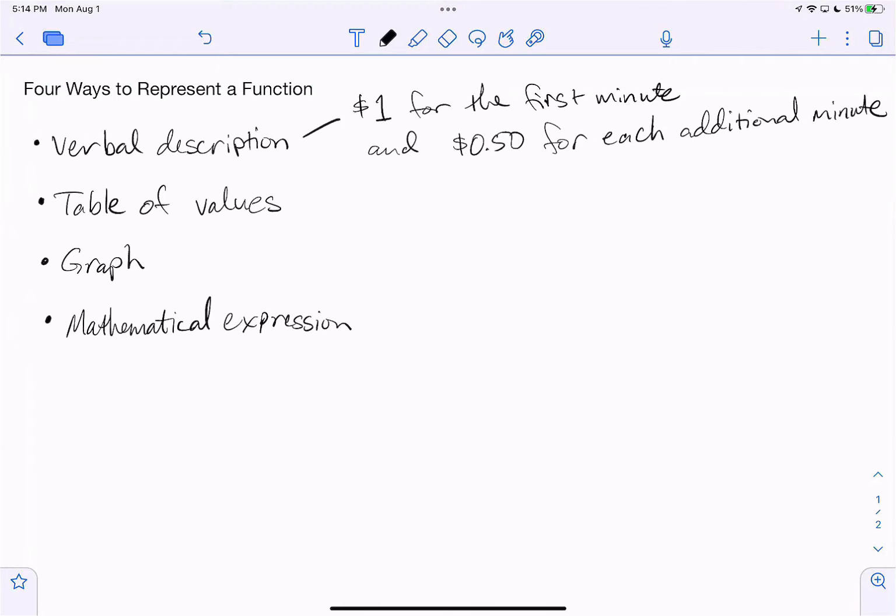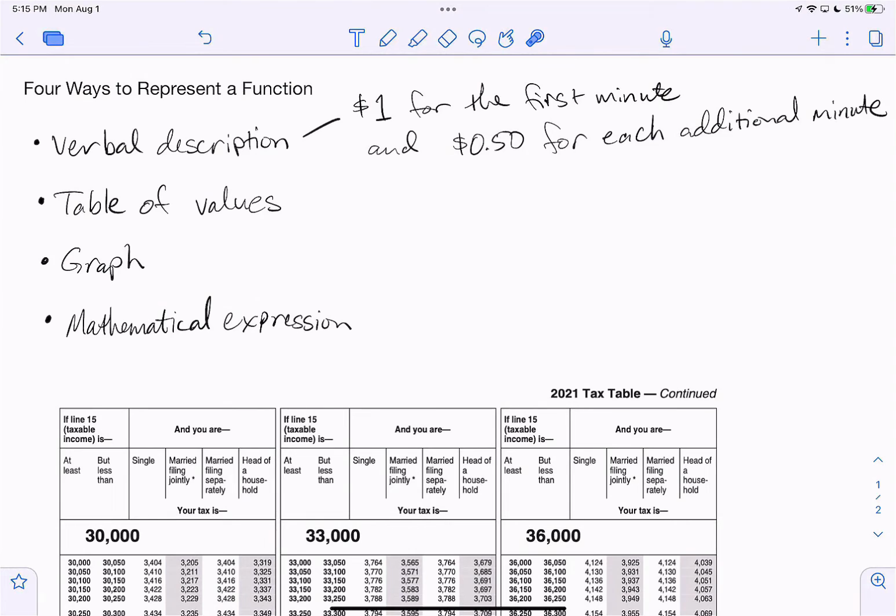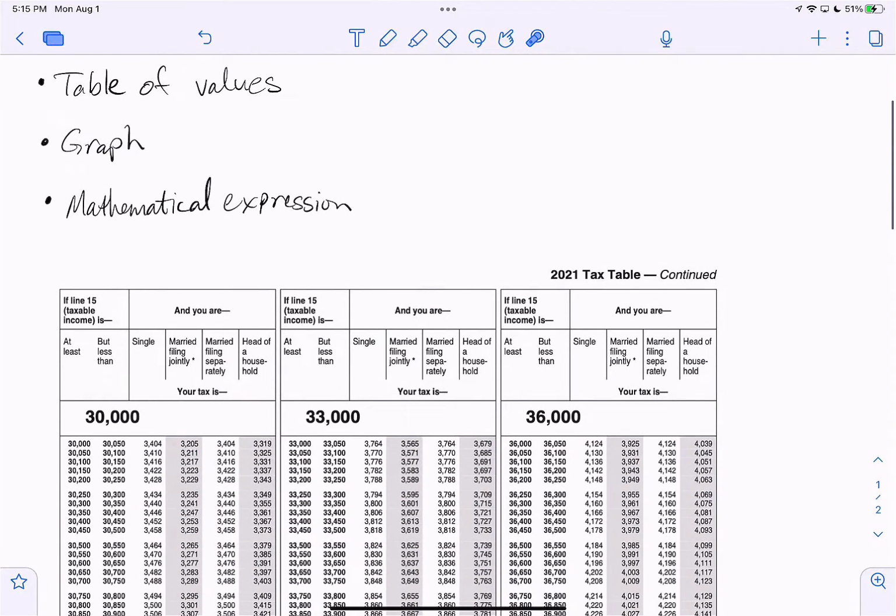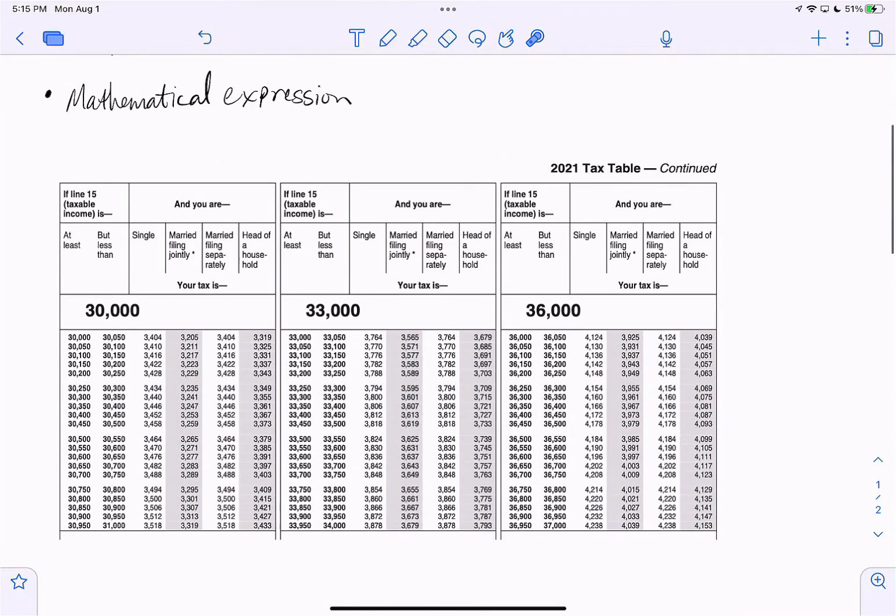For a table of values, one thing that comes to mind is income taxes in America. If you pay United States income tax, then your tax is based on formulas determined by the IRS. And in 2021, the tax table indicates if you made, say, $33,000, then you would look at the line between $33,000 and $33,050. And if you're single, you're going to pay $3,764 in taxes. This is just using a table of values.